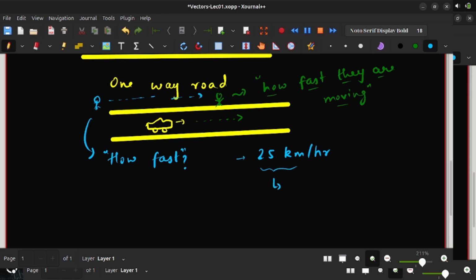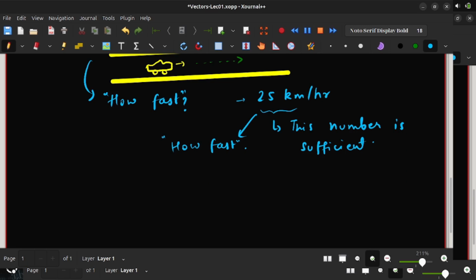This number is sufficient. It answers how fast they were moving, isn't it? This question of how fast. In elementary standards you have seen that how fast a particle is moving, or how fast a body is moving, is called the speed of the particle. Yes, so this is speed, a physical quantity.